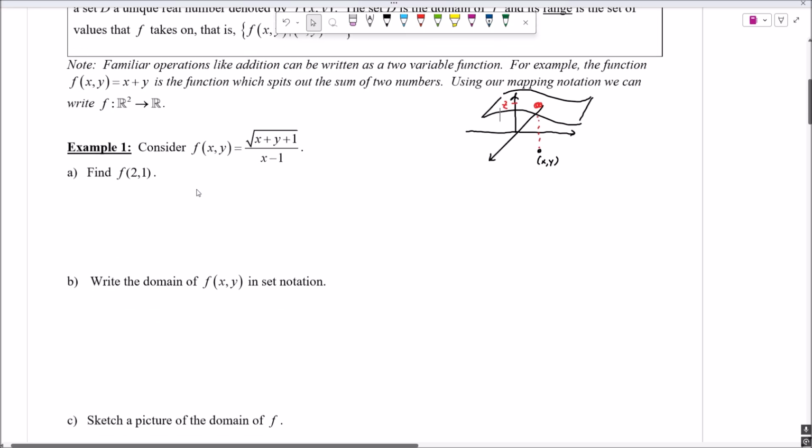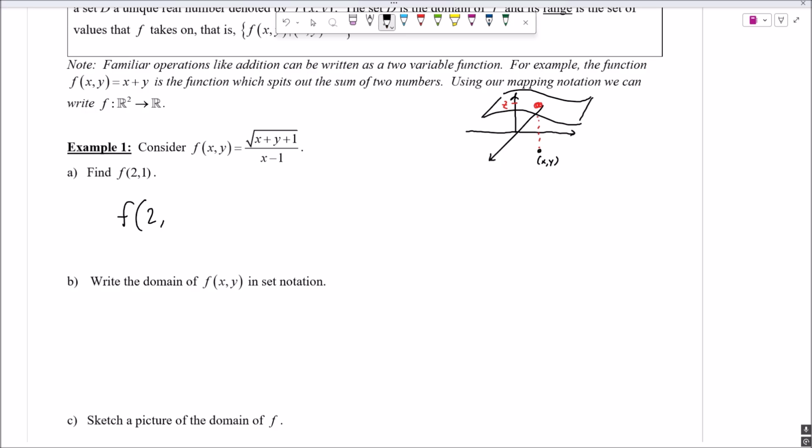Take a look here, example number 1. Suppose I have this landscape out in space, this multivariable function. Now, I don't know what this landscape looks like, and it's not your job to know that either at this moment in time. But can I try to just understand how this function works? Can I do simple things like find the value of f of 2, 1?